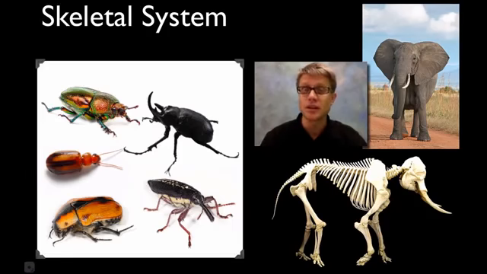Before we get to the human skeletal system, you should know that there are two different types of skeleton. We could have an exoskeleton, in other words, we could have our skeleton on the outside like we find in these beetles, or we can have an endoskeleton.